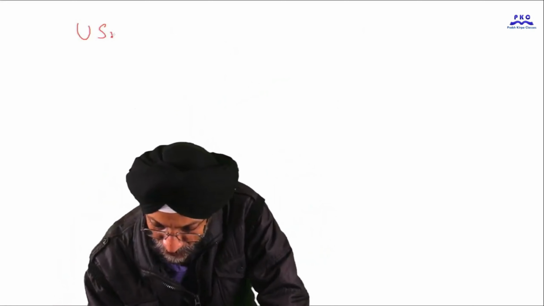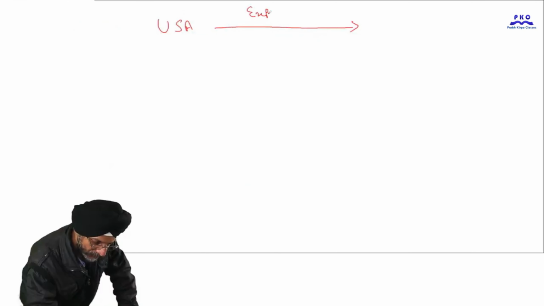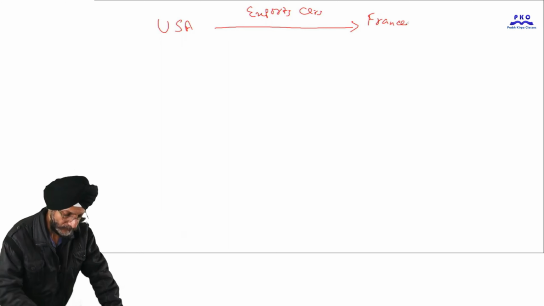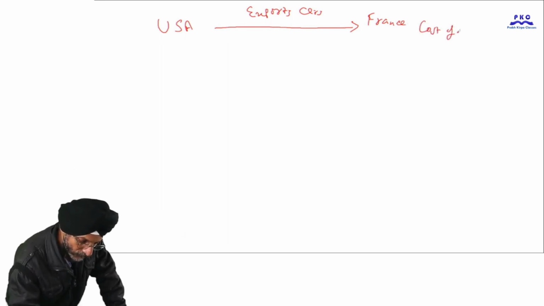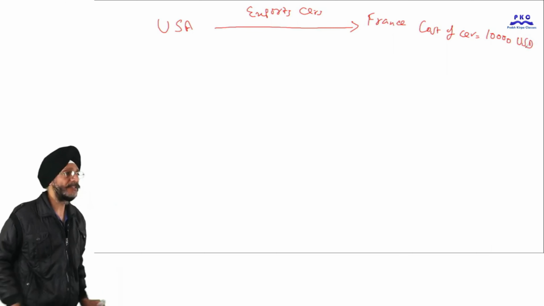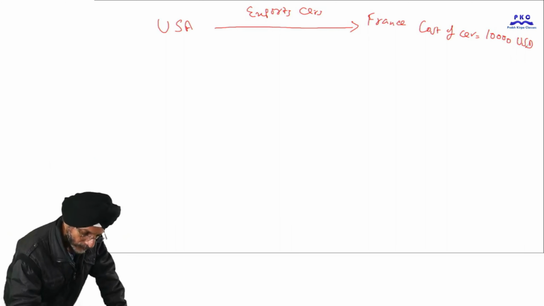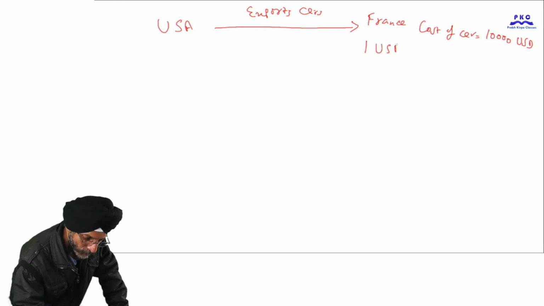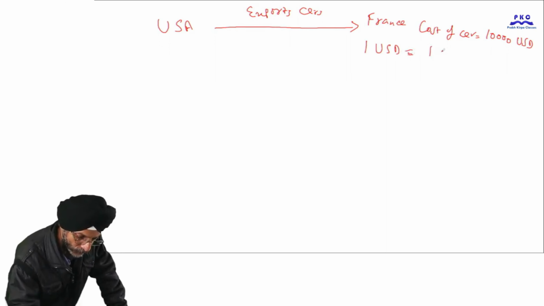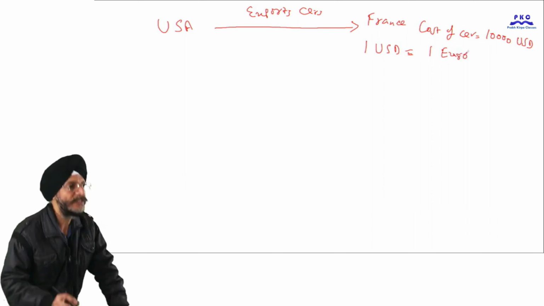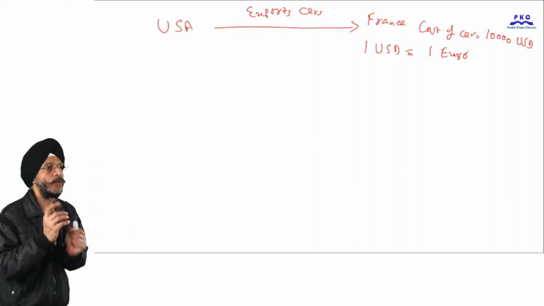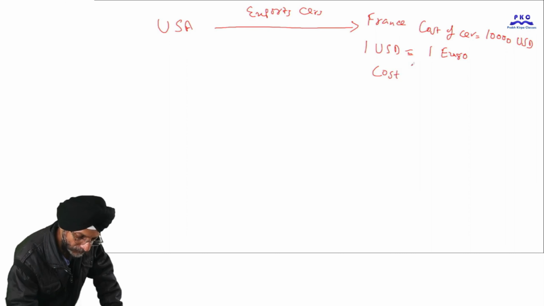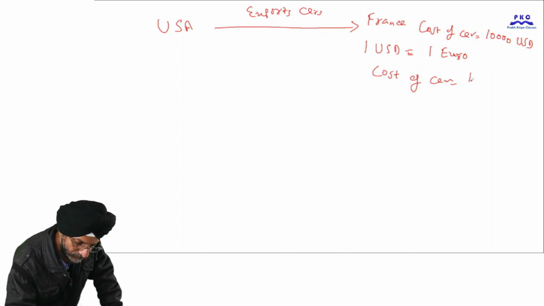Suppose the USA exports cars to France. We assume that the cost of a car is 10,000 US dollars. We also assume that the exchange rate between 1 US dollar and the other currency, that is the euro, is equal. That is, 1 US dollar is equal to 1 euro. So the cost of the car for the residents of France is 10,000 euros.